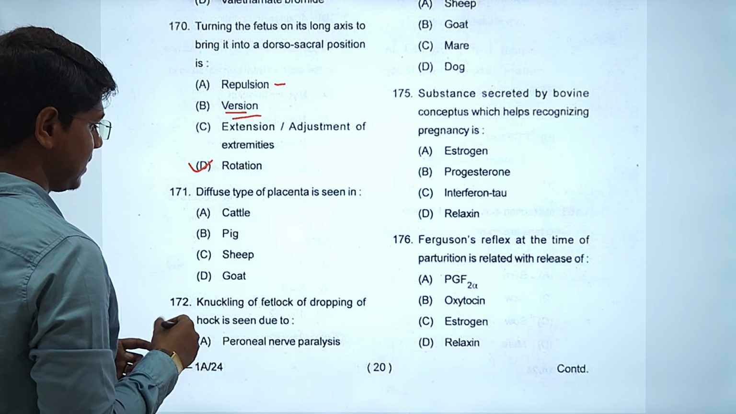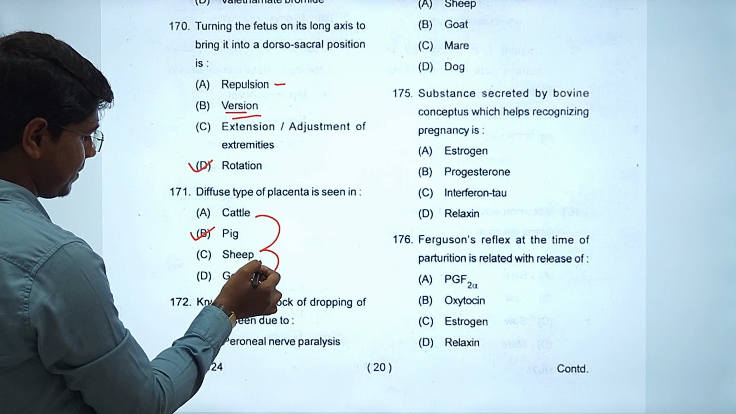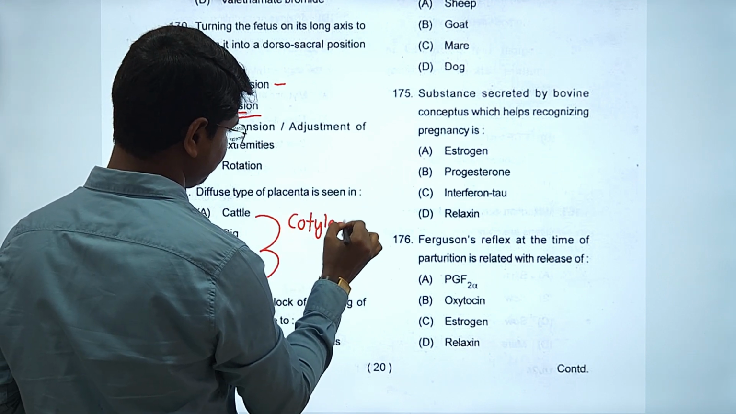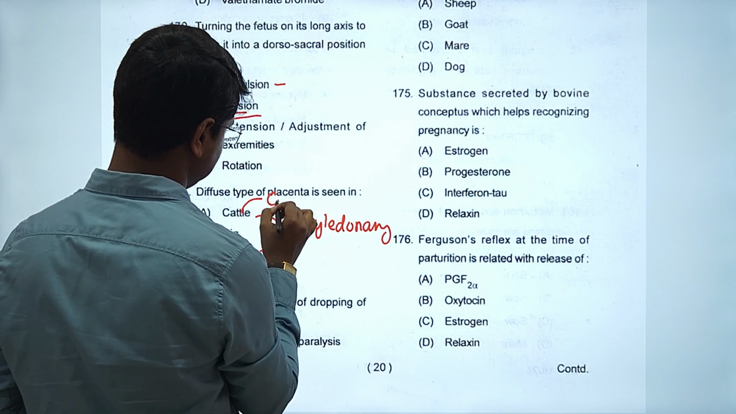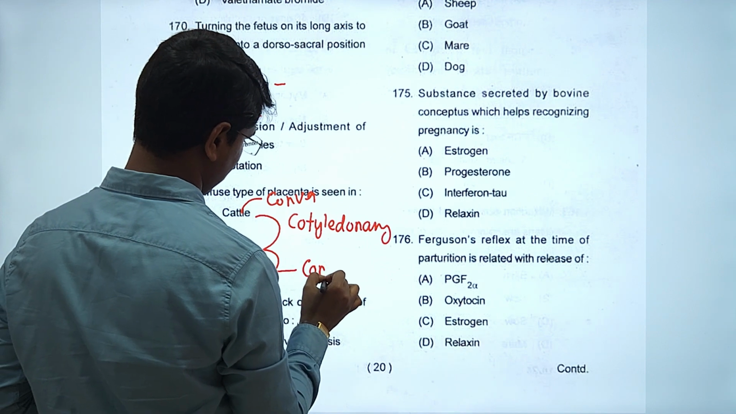Diffuse type of placenta is found in the case of the pig. In the case of cattle, sheep and goat, you will find cotyledonary. In the case of cattle, the cotyledons are convex, while in sheep and goat, they are concave.